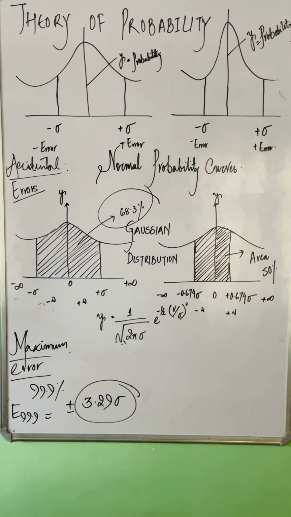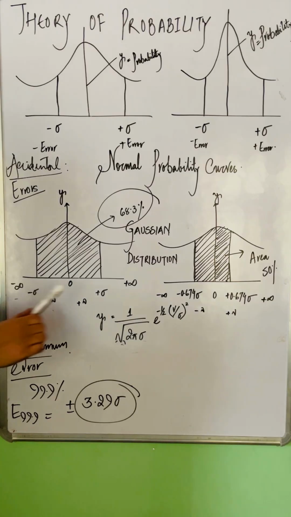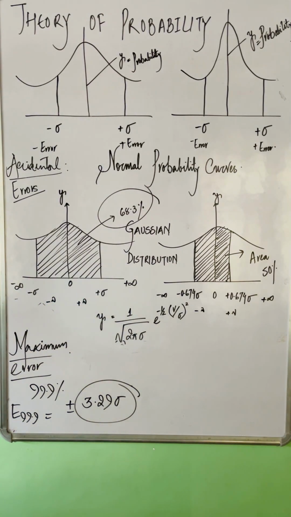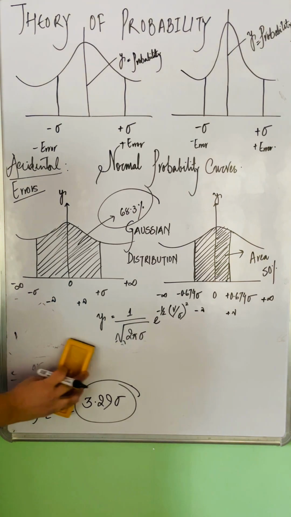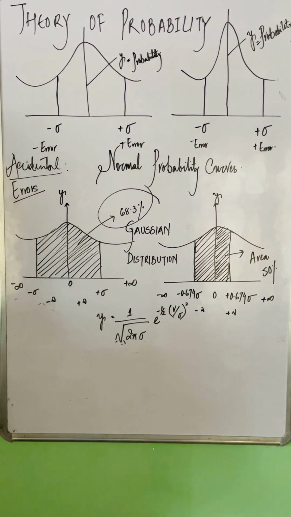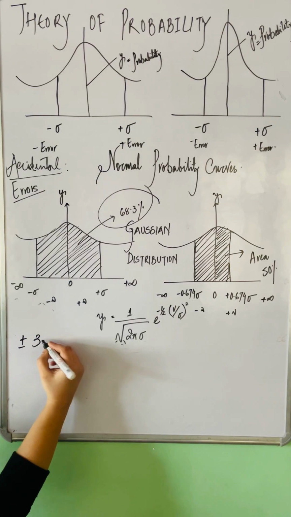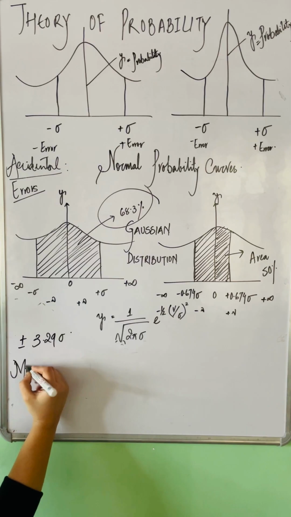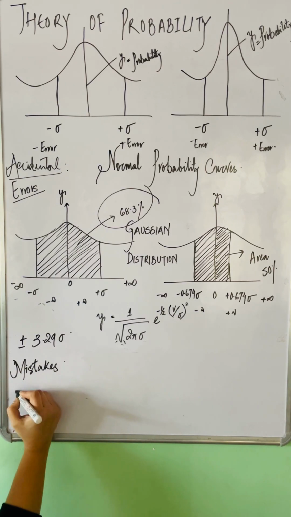All right, students. Since it's impossible to estimate the absolutely maximum error as the probability curve extends to infinity, we rather use 99.9% error, or E99.9, and it's equal to plus minus 3.29 sigma. And the most important thing is that this maximum error is used to separate mistakes from random errors. How?